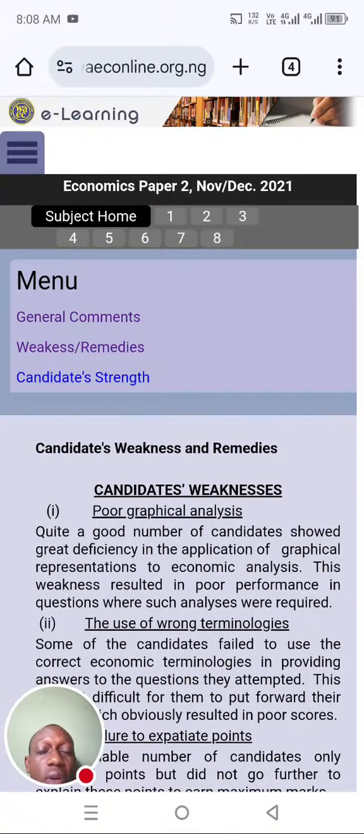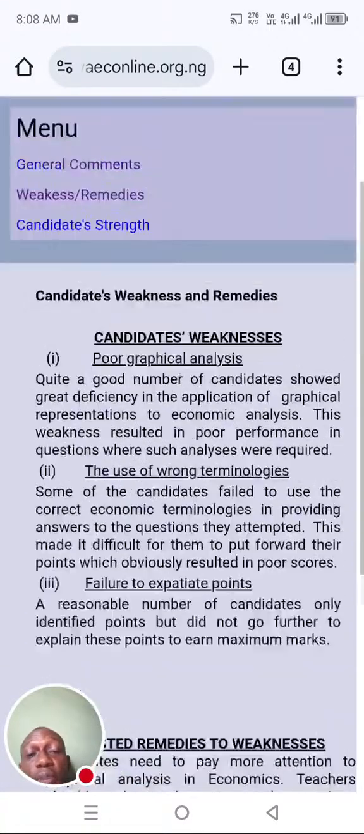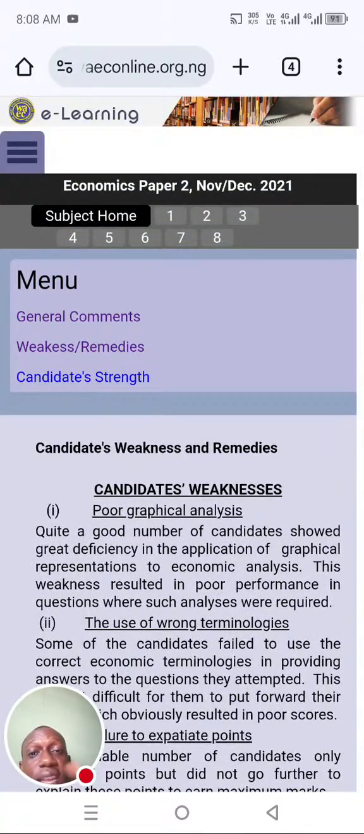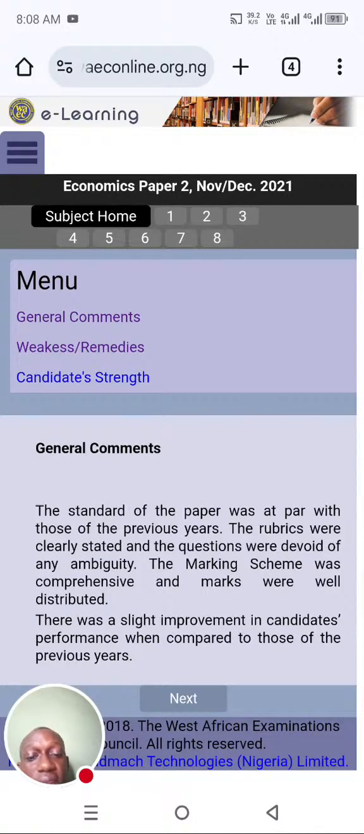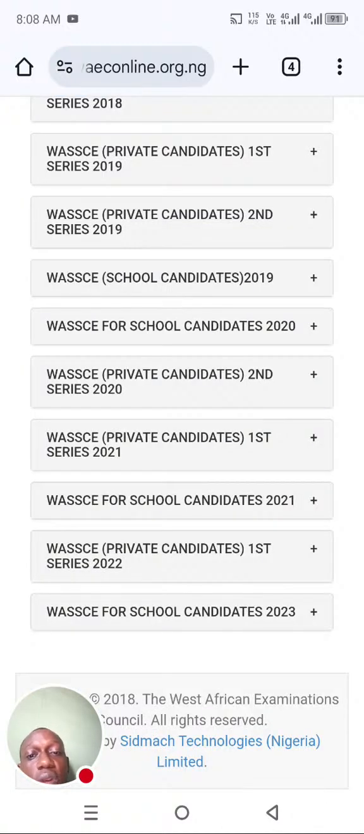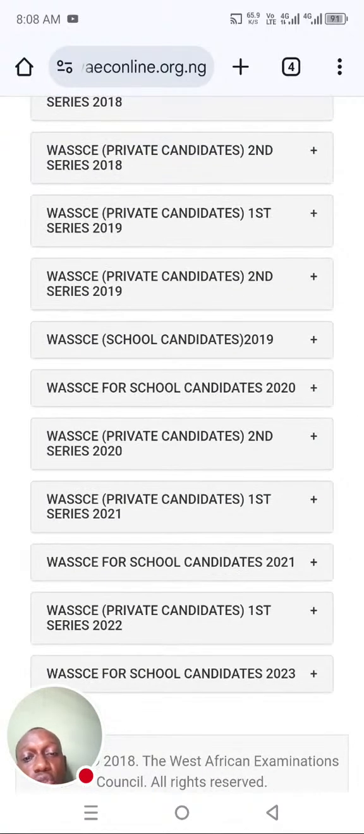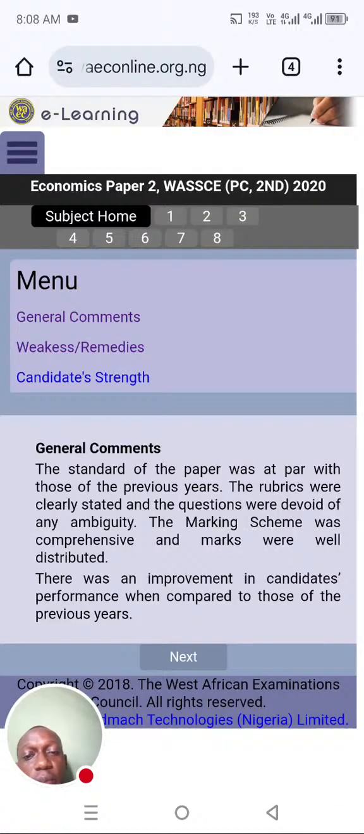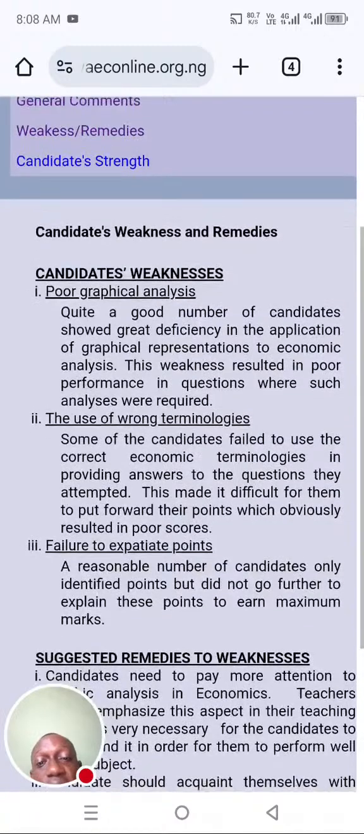So let's go back to our site. I want us to check something, please. We have only checked one year. Let's go over to another year and see what happens here. Now we have checked 2021. Let's go to 2020, paper 2. What is the weakness and remedy there? Let's go. You can see the same thing.